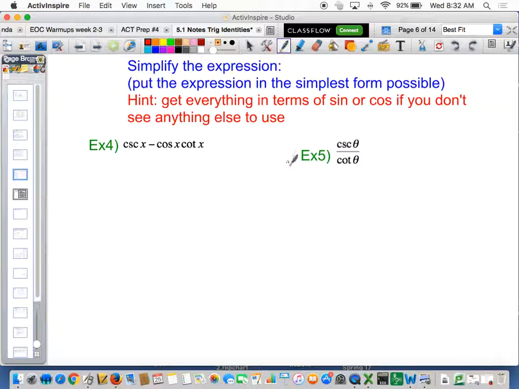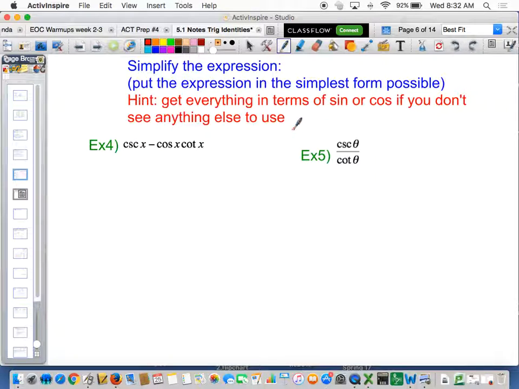All right. Now we're going to get into the more complicated part, which is simplifying these, and that basically means to put the expression in the simplest form possible. This is using your identities, using the properties to break this down and make it simpler. One of the biggest hints, and we'll talk about many strategies you can use, is to get everything in terms of sine or cosine if you don't see anything else to use. Okay? So look at this first example.